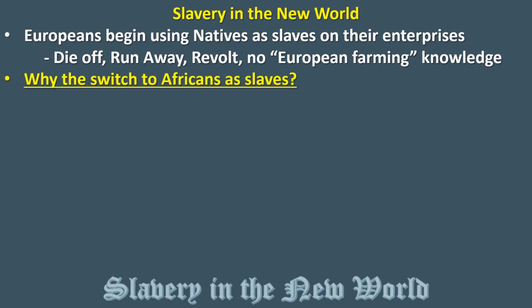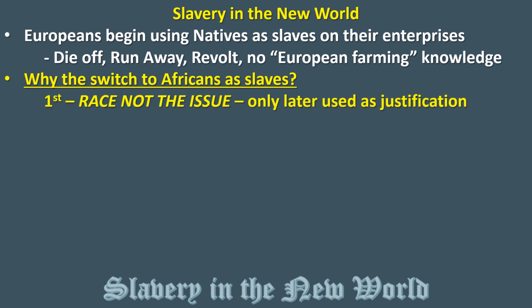So the major question is why then the switch to Africans as slaves? Why not Chinese? Why not Indonesians? Why not Native Australians? Why not just other Europeans themselves? Well, the first major thing we want to emphasize, and this is why we're going to start off with this first, is that this is not due to racism. It's not just that they're randomly picking a race to do this. Race is not the issue. Racism becomes invented in the 1700s and 1800s to justify the slavery that's already being used in the 1500s and 1600s.